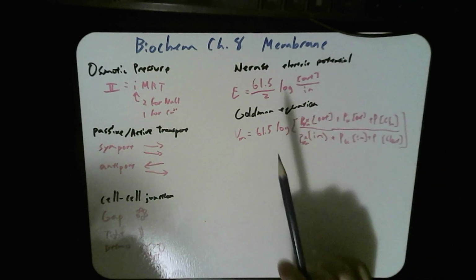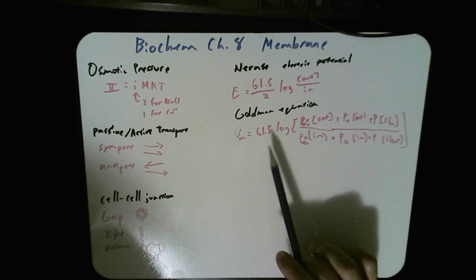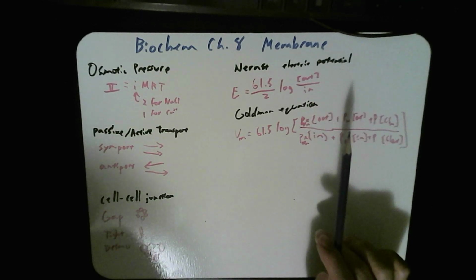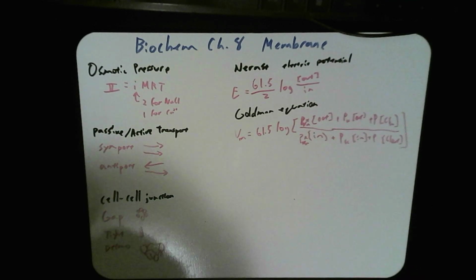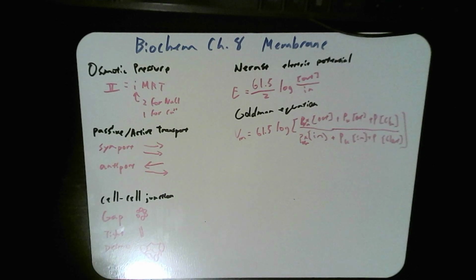Okay, and same thing, multiply by 61.5, and you don't need the Z because you account for the different charges inside the bracket. So that's pretty much it for membrane.